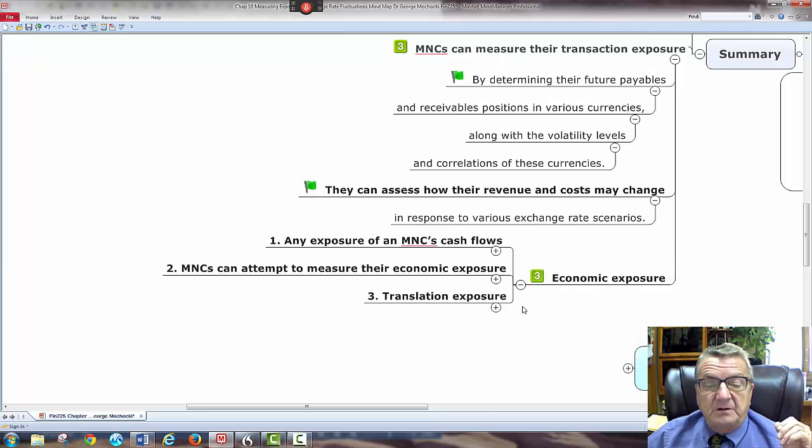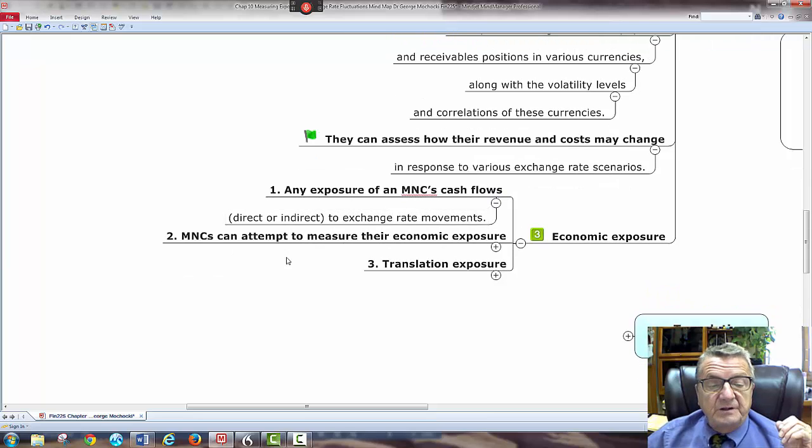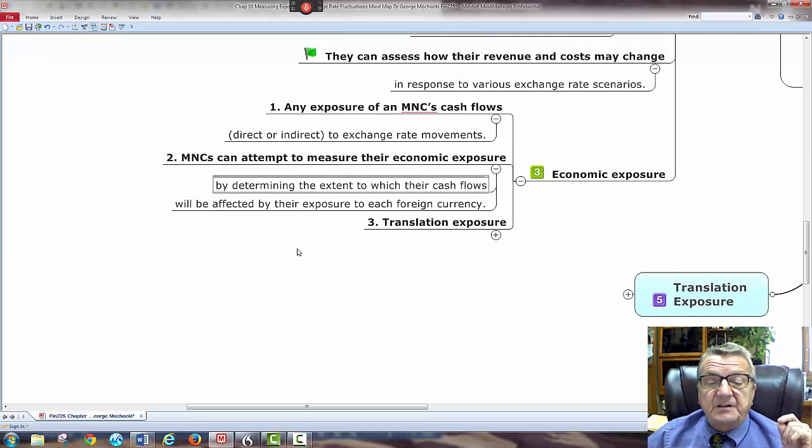Okay, so now I'm looking at any exposure of MNC cash flows to direct or indirect exchange rate movements. MNCs can attempt to measure the economic exposure by determining the extent to which their cash flows will be affected by the exposure to foreign currencies.